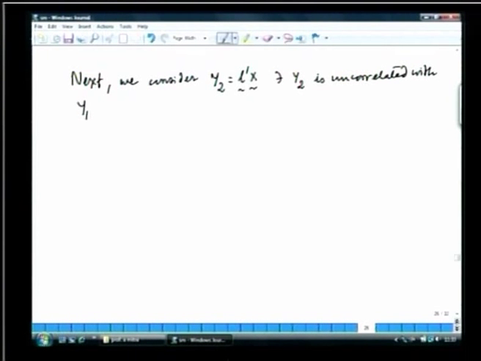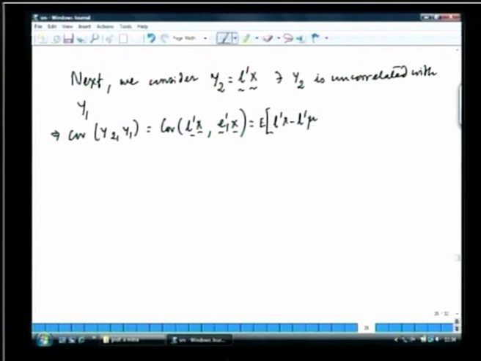That implies that the covariance of y1 and y2 has to be equal to 0. So, we are considering the covariance between L prime x and, now we know what y1 is, so I take that form of y1, E1 prime x. If you see, this is nothing but L prime x minus its expectation. So, this is something we are introducing here. We are assuming that the mean vector of x is mu.